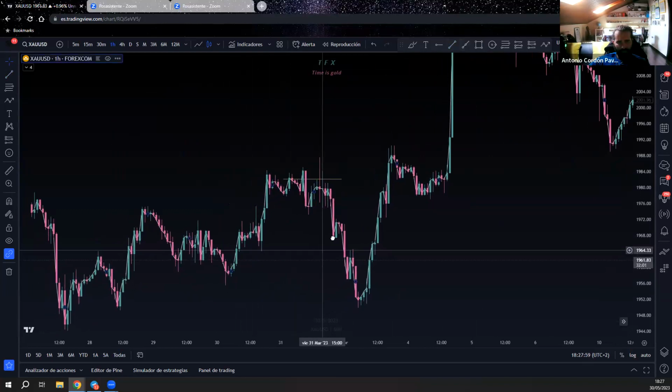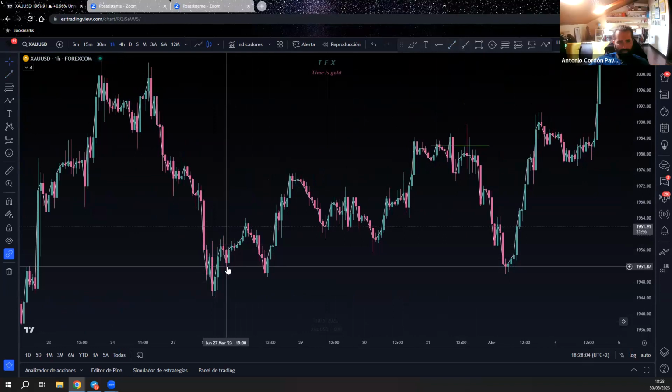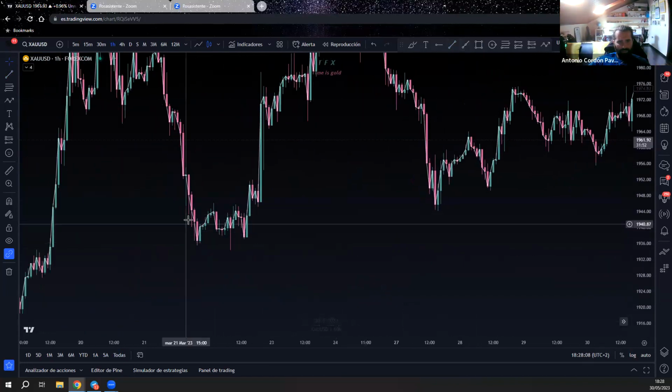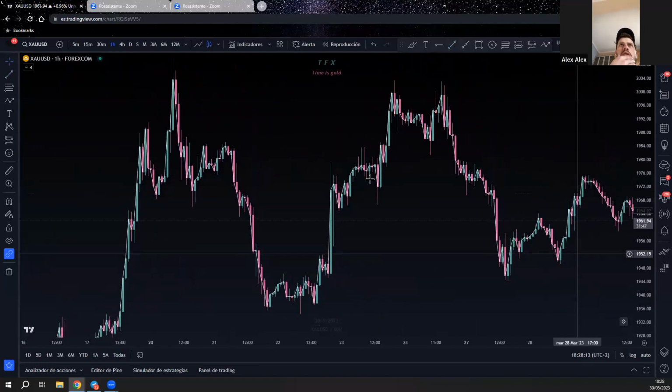Okay, shoulder, head, and then we buy. This is a normal one as well. If you want, like the example that you mentioned, you can go to a different pair.